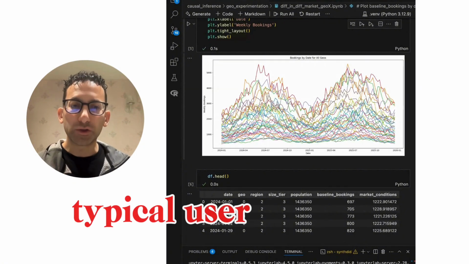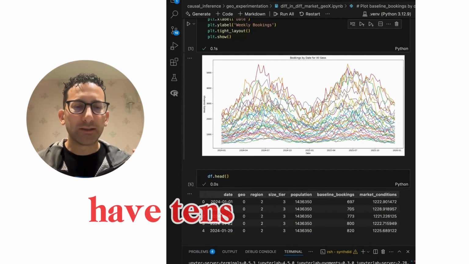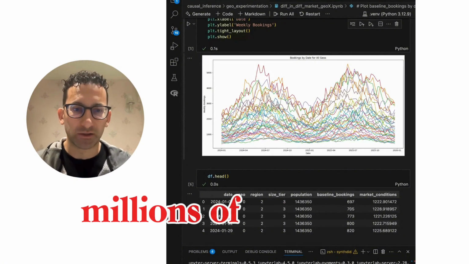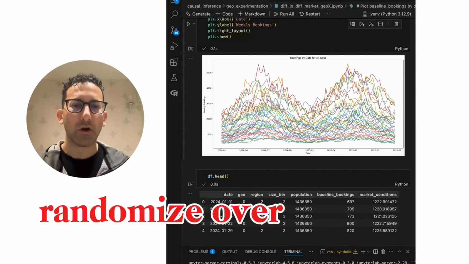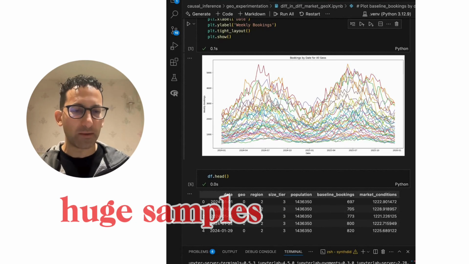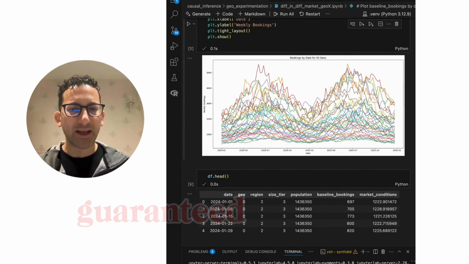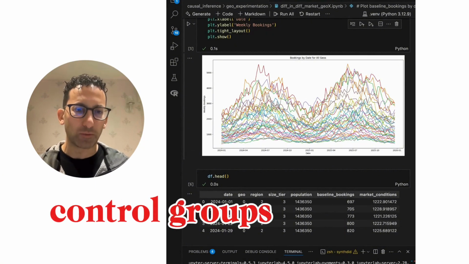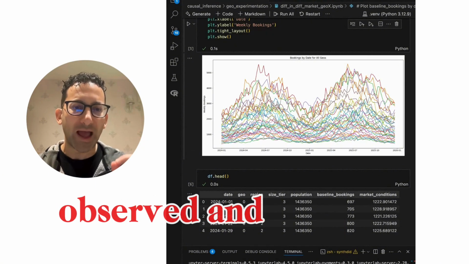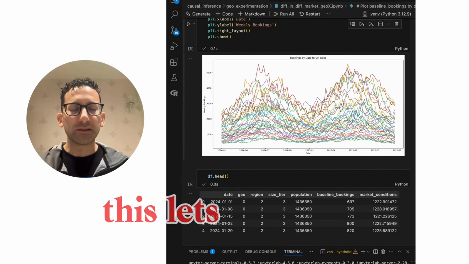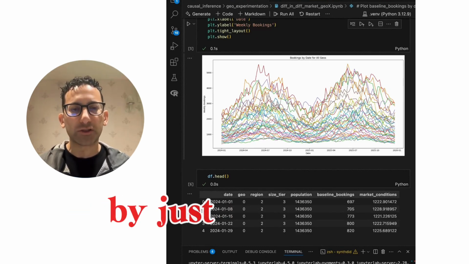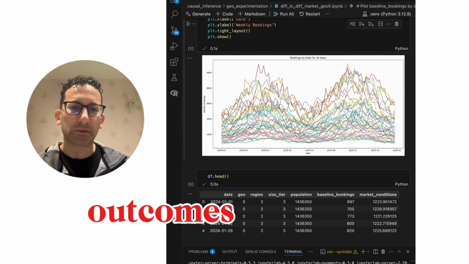In a typical user level experiment, you might have tens or hundreds of thousands or even millions of observations that you can randomize over. When you randomize over huge samples, you're pretty close to guaranteed that your treatment and control groups are going to be equal on both observed and unobserved characteristics. This lets you estimate a treatment effect by just looking at the differences in mean outcomes between your treatment and your control groups.